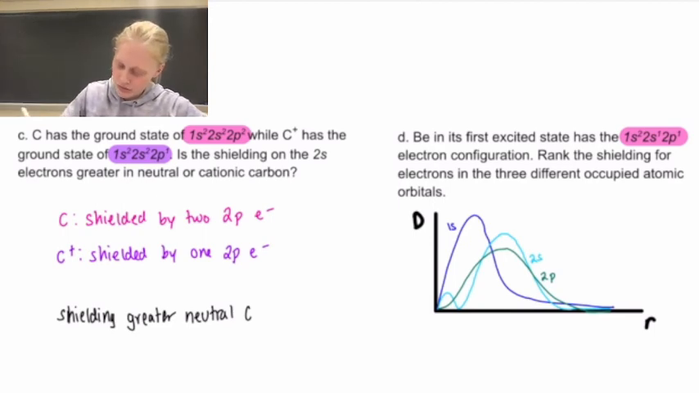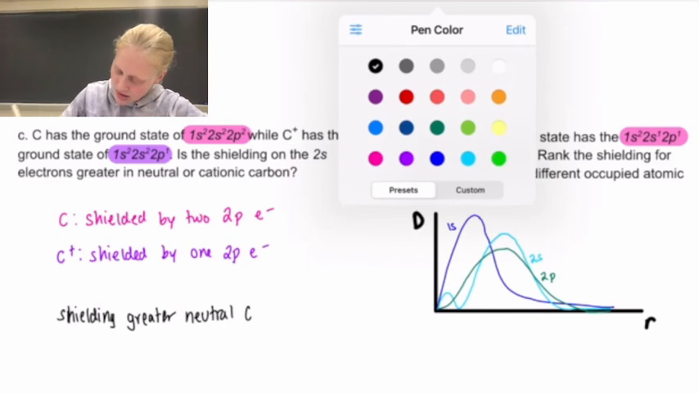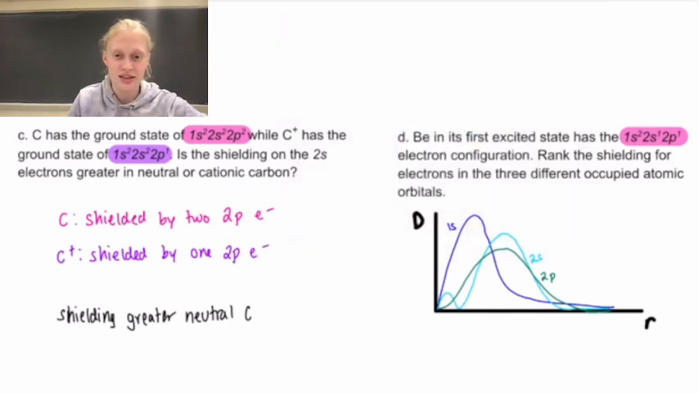So the most obvious one is that the 1s is being shielded the least. And we can see this because it's closest to the nucleus, and it's pretty much only being shielded by this little bump of the 2s. But other than that, it's not being shielded. So the 1s is being shielded the least.